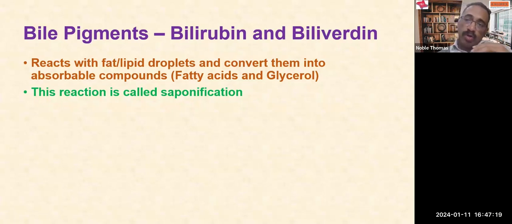The water insoluble fat molecule will be converted into a water soluble material, because the human being has a water based system, that is the blood and the lymph. If it has to be imported or taken into the blood or lymph, it must be water soluble. So bile pigments help in this process of conversion of water insoluble material to water soluble material. Okay. So that is how they are helping us.